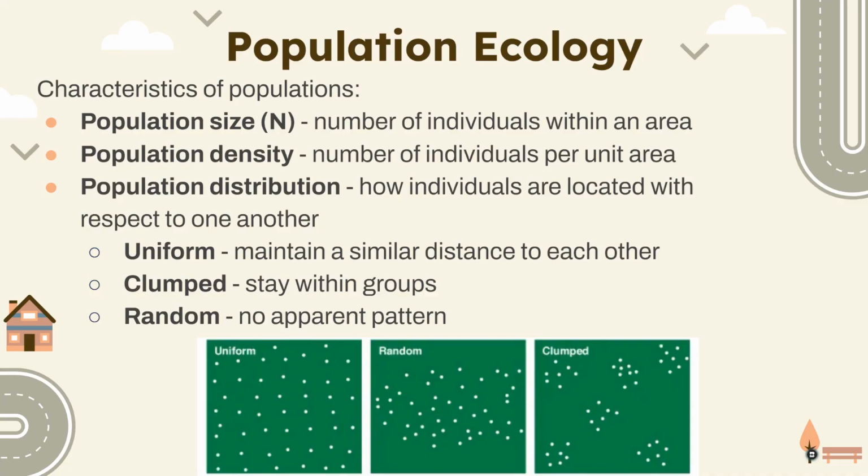Random distribution means that there's no apparent pattern found. This is one that's less commonly found in nature. The final one is clumped distribution, where individuals stay within groups, often due to resource availability or social behaviors. This is the most common type we'll find in nature.